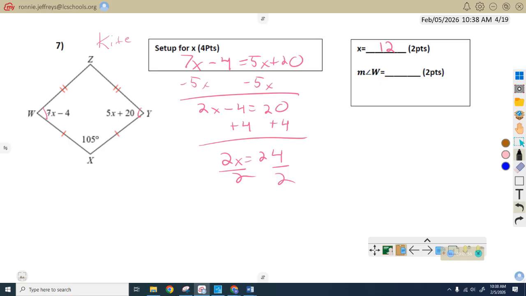Okay, so now if these two are congruent, it wouldn't matter which one you plug it into. You could plug it into 7x minus 4. You're going to get the same thing as this right here. Why? Because they're set up equal to each other. Okay, both of them you should get 80 degrees. All right. Are we good with this problem right here?